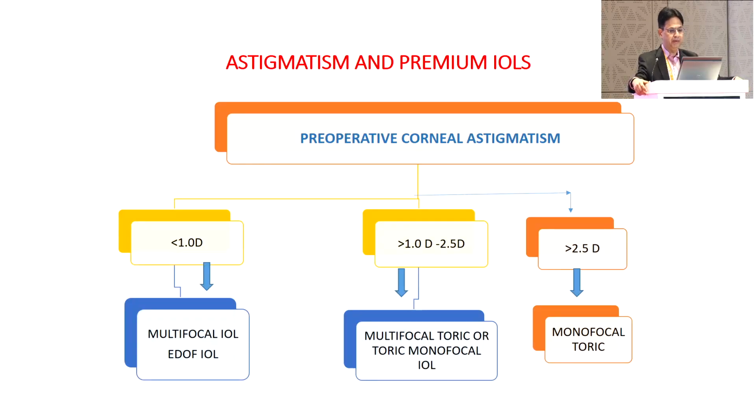Then astigmatism in premium IOLs: I'll say that if preoperative corneal astigmatism is less than one diopter, I'll go for multifocal or EDOF lenses. If it is more than 1 to 2.5, I'll go for multifocal toric or toric monofocal lenses. But if it is more than 2.5, usually I avoid EDOF, toric, or any lenses with the rings.